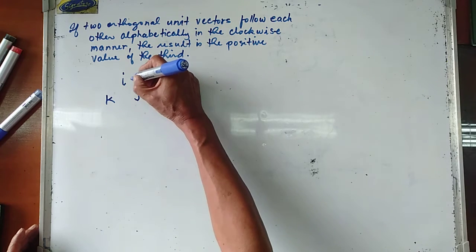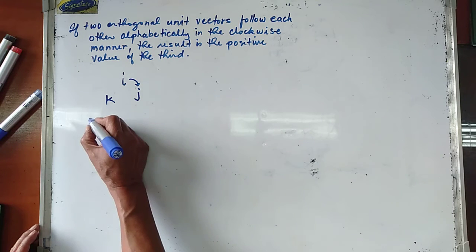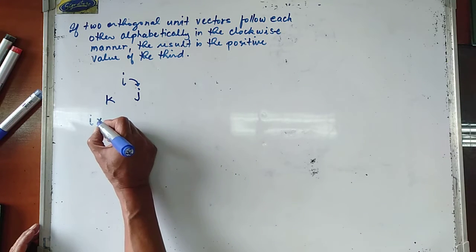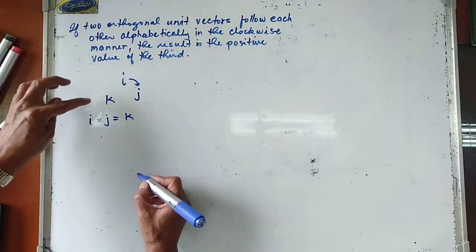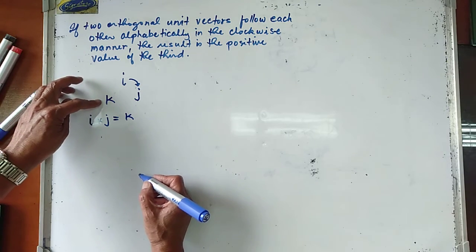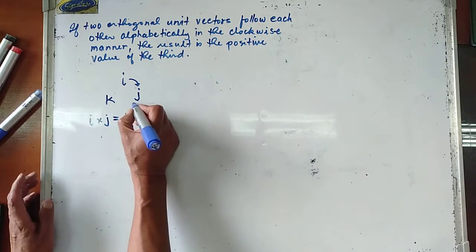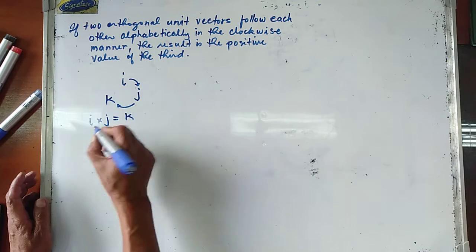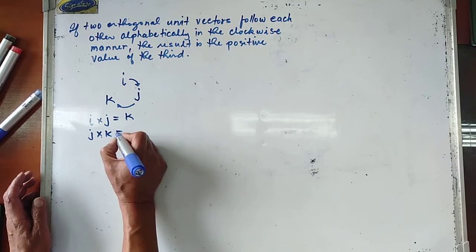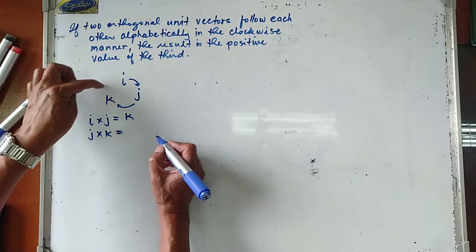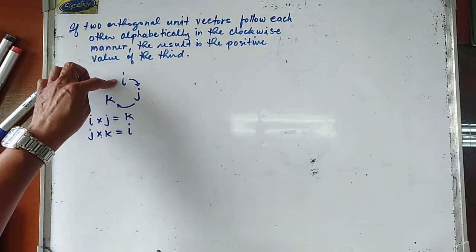So the cross product of the two in the clockwise manner. If you have I cross J, that is equal to K. The result is the positive value of the third. So if you have J cross K, it is now equal to the positive value of the third, and that is now equal to I.